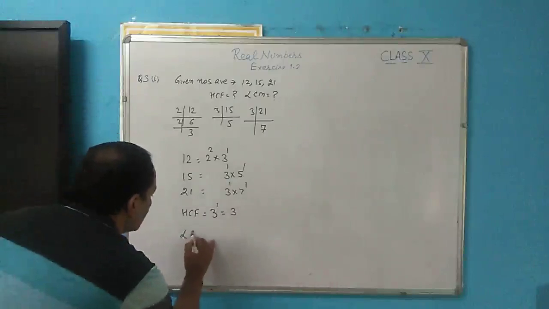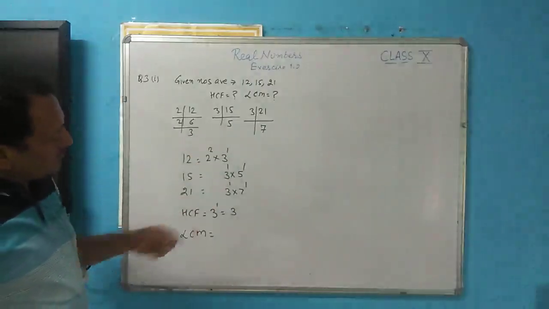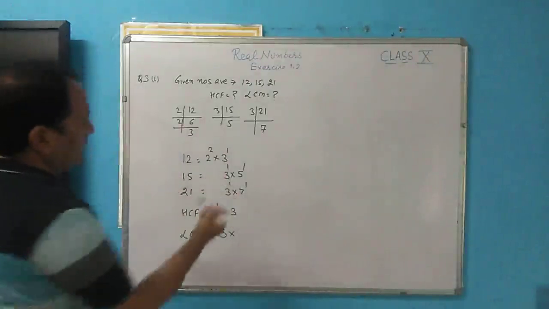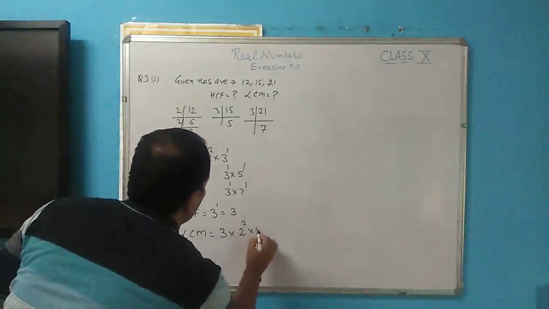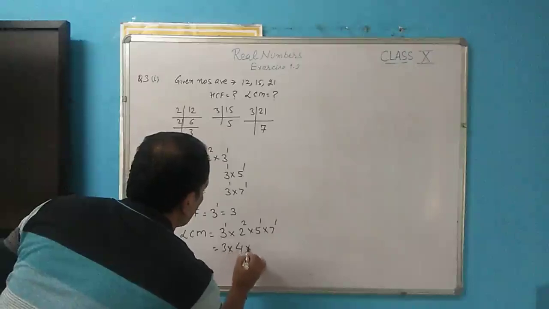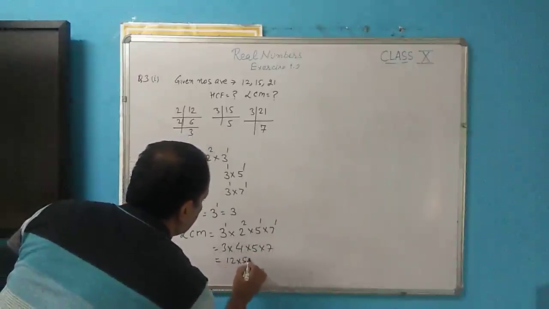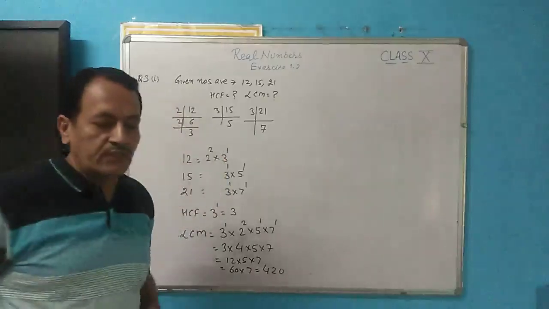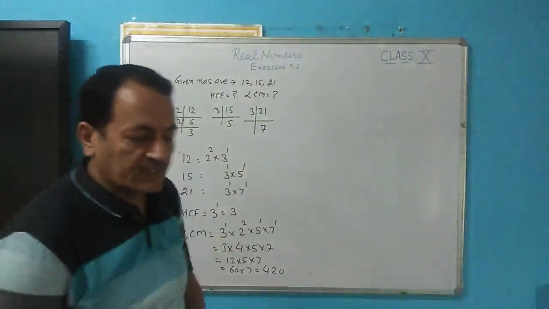Now we find out the LCM. Again common factor is 3. Now we take the highest power, but in all 3 factors the power is same, so we will take 3. रिमेनिंग फैक्टर्स जो बच गए जो कॉमन नहीं है उसको हम इससे मल्टीप्लाई कर देंगे. 2 power 2 into 5 power 1 into 7 power 1, into 7, so it comes out to be 420. So this is the HCF and LCM of the numbers by prime factorization method.